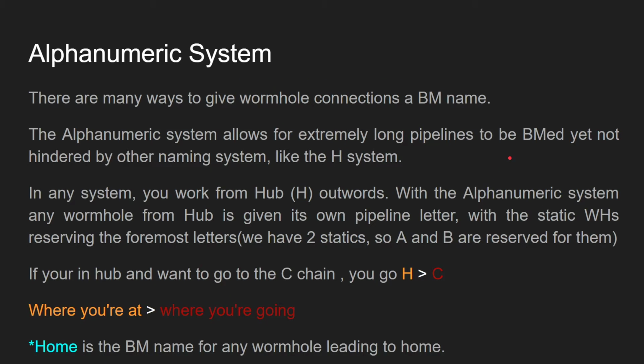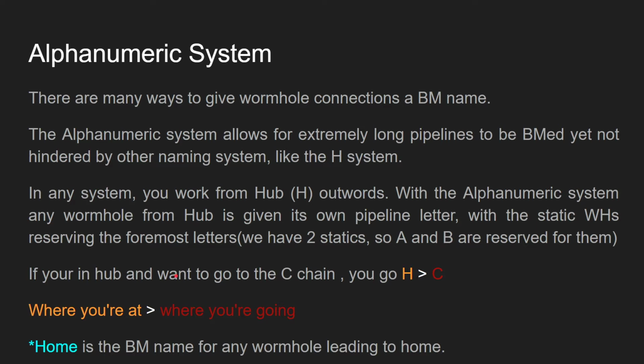Now, the alphanumeric system is just a way to name bookmarks for wormholes. It's a system that is all about pipelines and then expanding those pipelines. And the way it works is that each wormhole out of your hub, your home system, is its own pipeline, and each pipeline gets its own letter. In our wormhole, we have 2 statics. So A and B are reserved for those 2 statics.